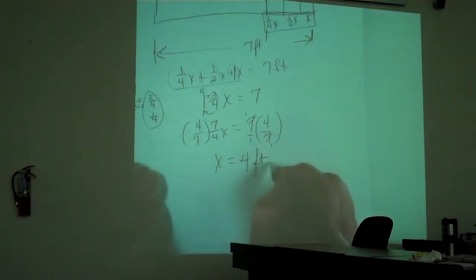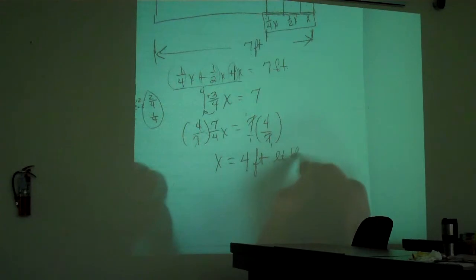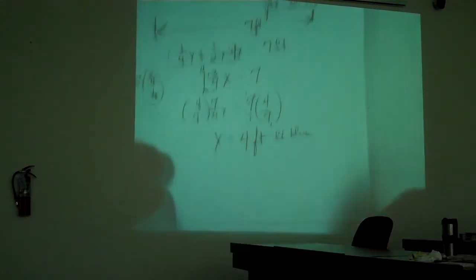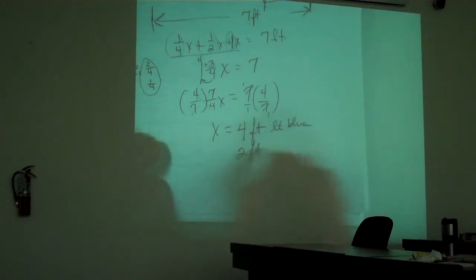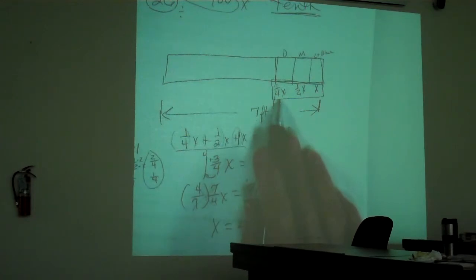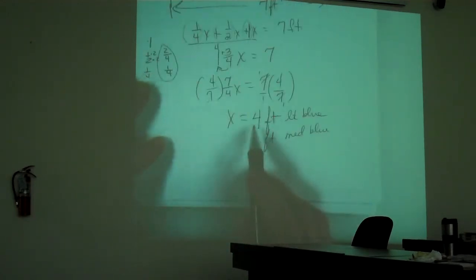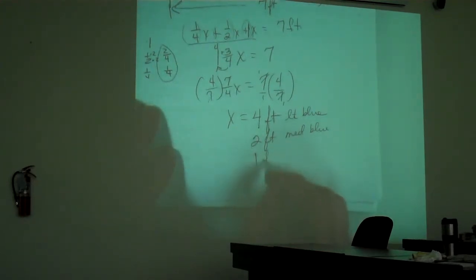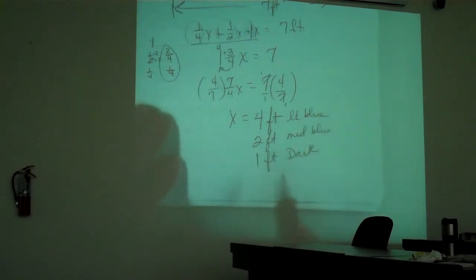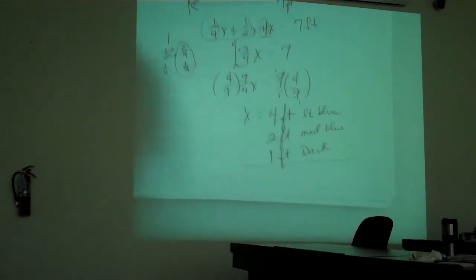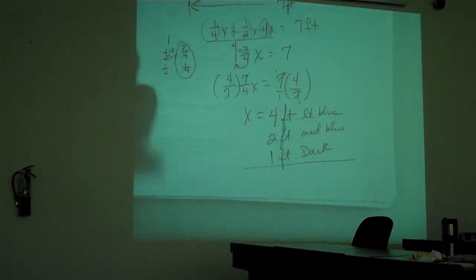So the light blue is 4 feet. The medium is half of that. So the medium would be 1/2 times 4, or half of 4 is 2, right? 2 feet for the medium blue. And then the dark blue was 1/4 of it. What's 1/4 of 4? Just 1. 1 foot of dark blue. Make sure that adds up: 4, 5, 6, 7. See, it adds up to 7 feet.